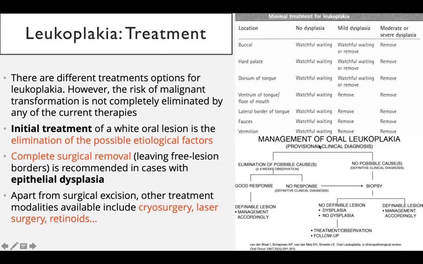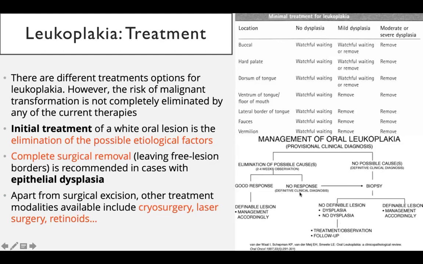And then this is the management of oral leukoplakia: provisional clinical diagnosis, elimination of possible causes, and no possible causes. If there are some possible causes, we try to eliminate them for 2 to 4 weeks and then observe. If there's a good response, then there is definable lesion management accordingly. Try to avoid the etiology, the main cause of leukoplakia.